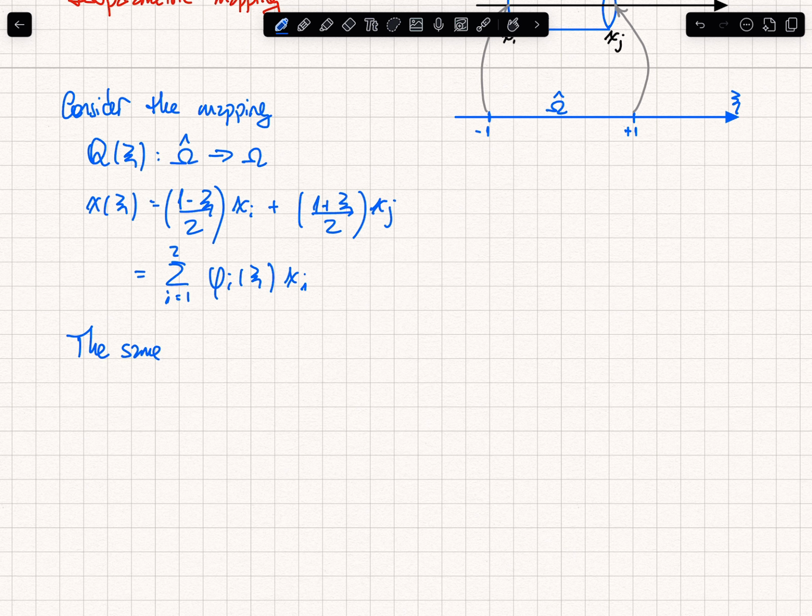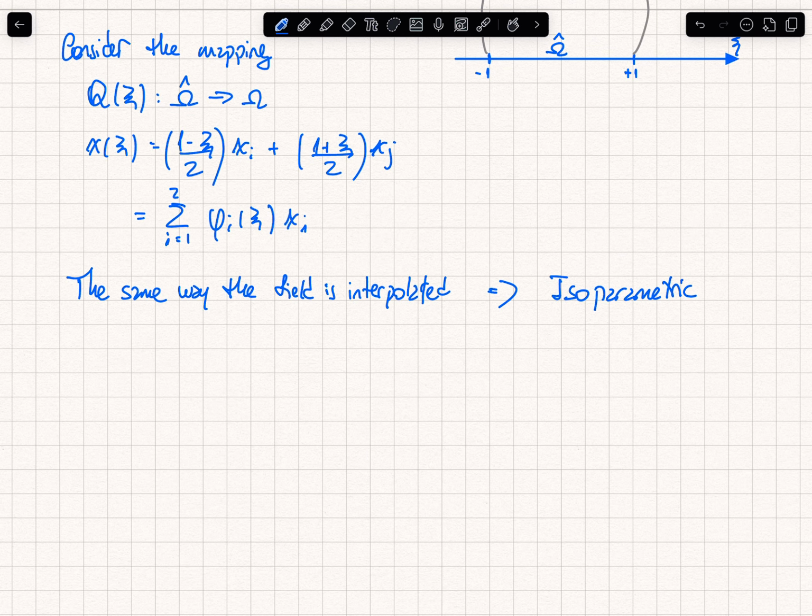The same way the field is interpolated. And so this means isoparametric.